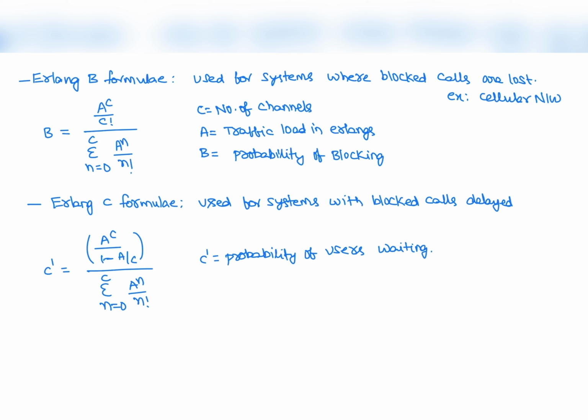Similarly, the Erlang C formula is used for systems with blocked calls delayed, for example call centers. It is given by this formula, where C' is the probability of users waiting, or being placed in a queue. The Erlang C formula is used to measure the traffic.